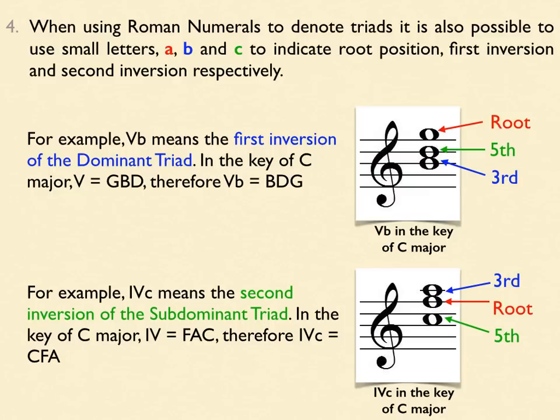So you're using the Roman numeral system and then you're just adding an A, B, or C next to those Roman numerals to say whether or not the triad is in root position, first inversion, and second inversion.